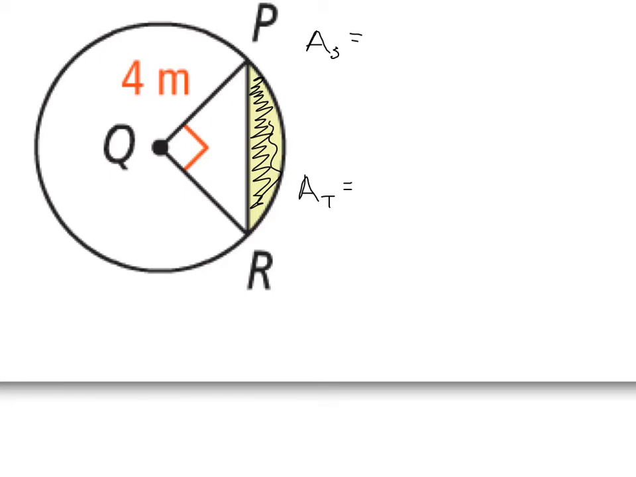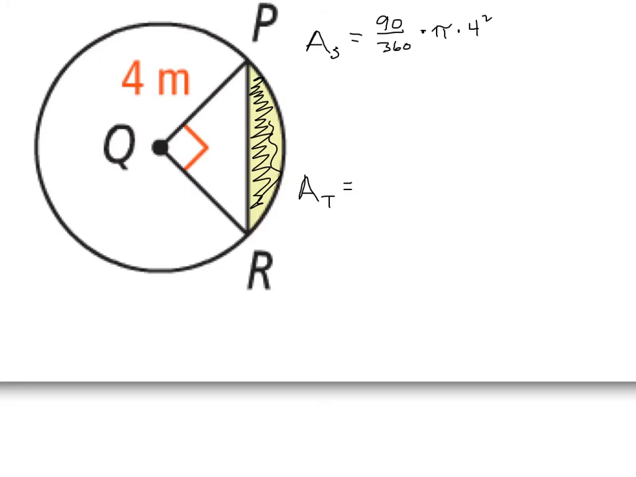Now remember, the area of the sector is the arc divided by 360 times the area of the circle. As you'll notice in this picture, the central angle here is 90 degrees, which means arc PR is 90. So we're going to take 90 divided by 360, times, in this case, pi, and the radius is 4, and we're going to square it. So pi r squared.